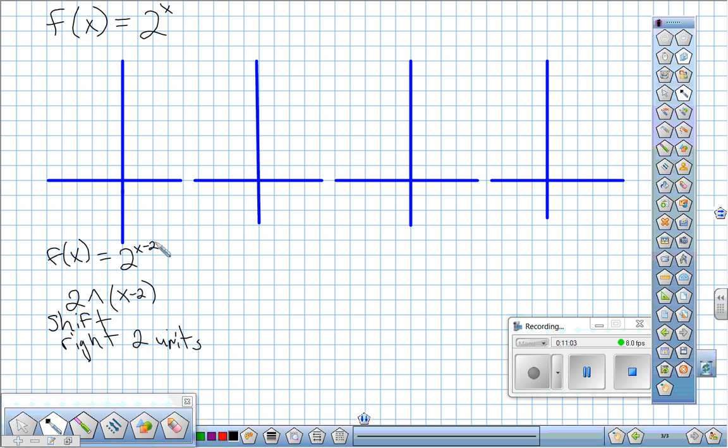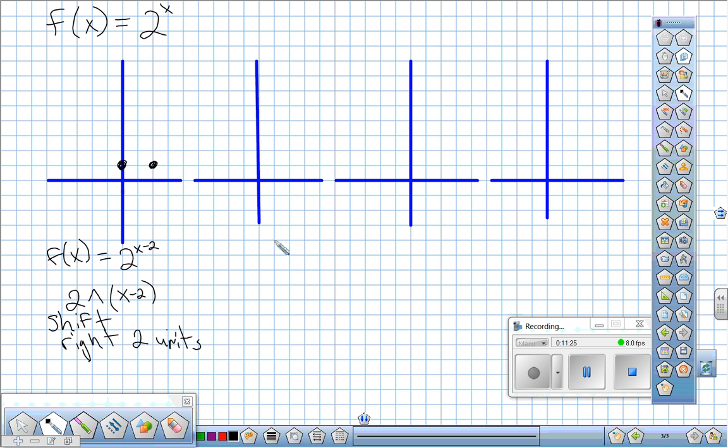Okay, so this will be the 2 units. And so when it's minus in the exponent, it will be shifted right 2 units. So normally, f of x equals 2 to the x would go through (0, 1), and we're going to shift this point to the right 2 units.